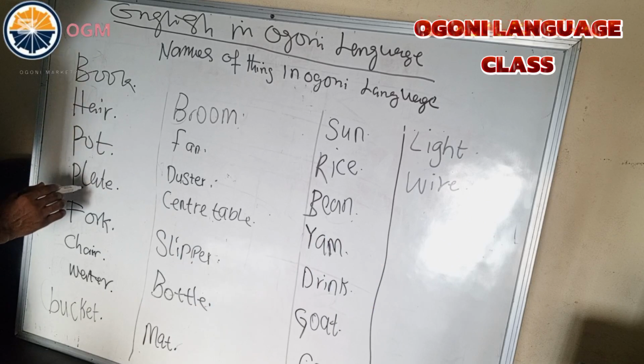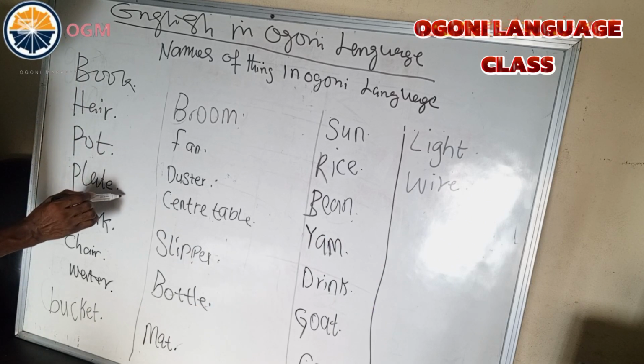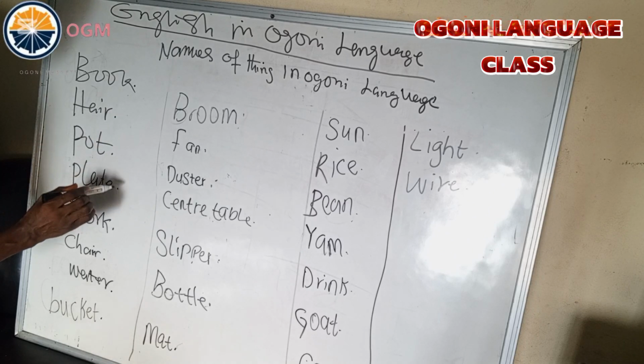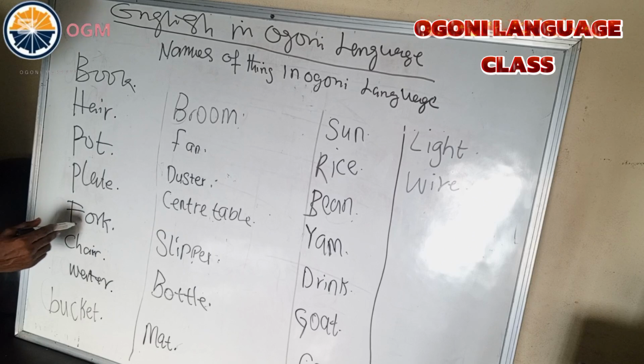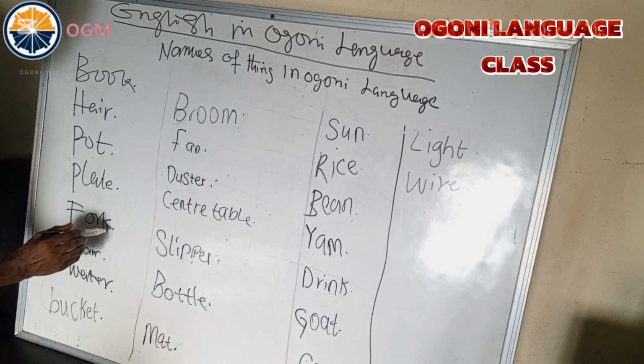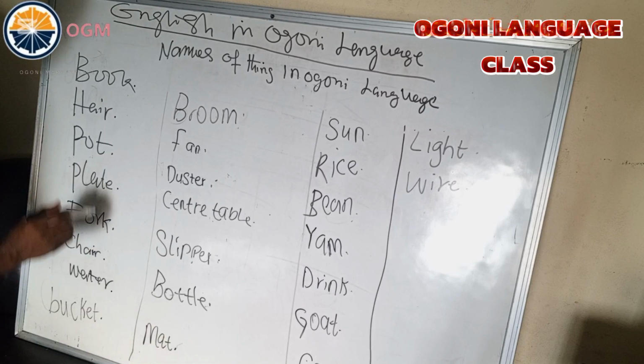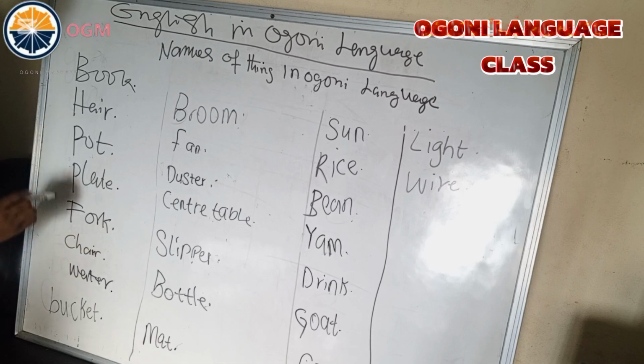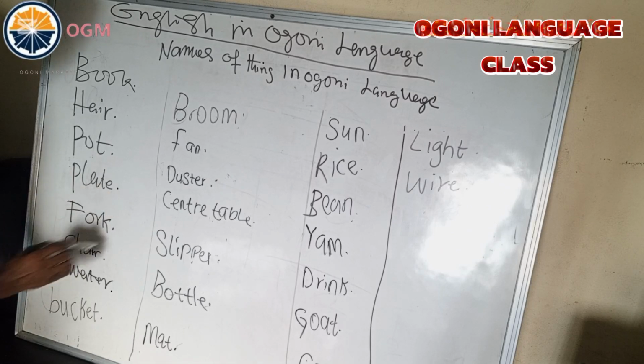We have plate, which is called elala. Here we have fork, which is called ezazabewi bubu. Ezazabewi bubu is called fork.